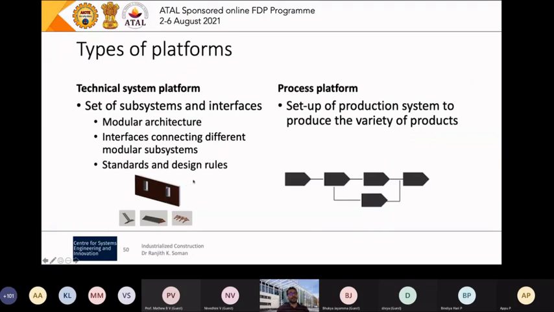So they should have standards and design rules, proper interfaces, and a modular architecture. Modular architecture as in it should be built together and it can fit together, etc. And we need to have a process platform where all this could come together, starting from the design all the way to the demolition of the building and reuse of it.